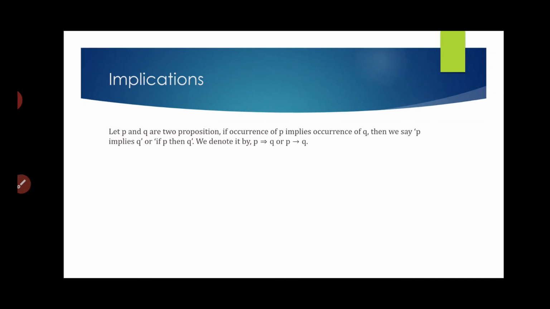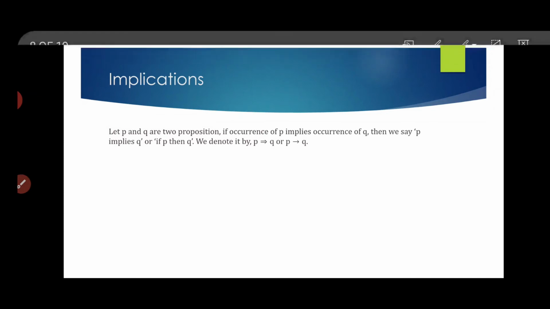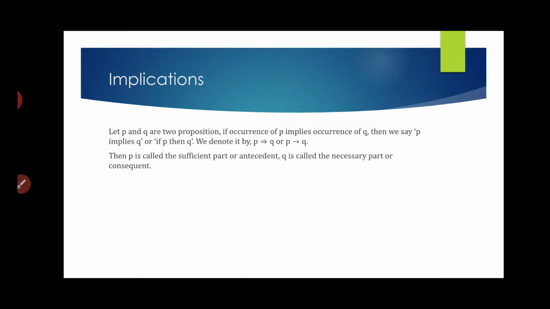Now P is called the sufficient part, meaning it is sufficient for Q to happen if P happens, and then Q is called the necessary part. Necessary in the sense that P happens, then only Q happens. So therefore Q is called the necessary part. Also P is called the antecedent, it's another way of saying it, and Q is called the consequent.